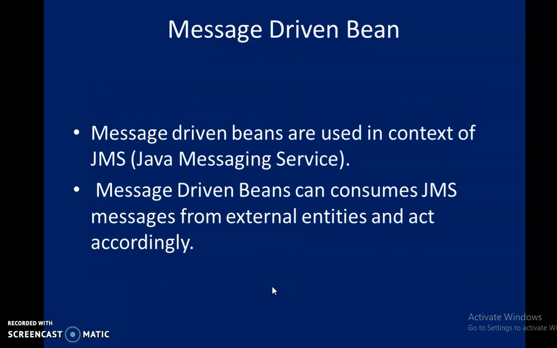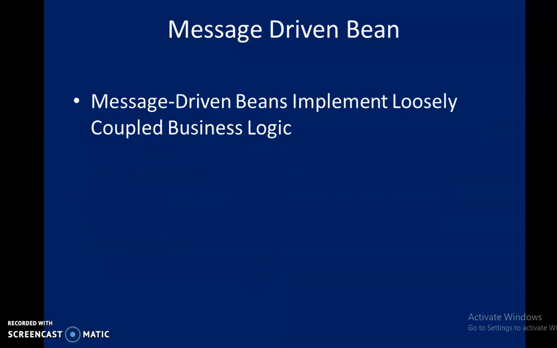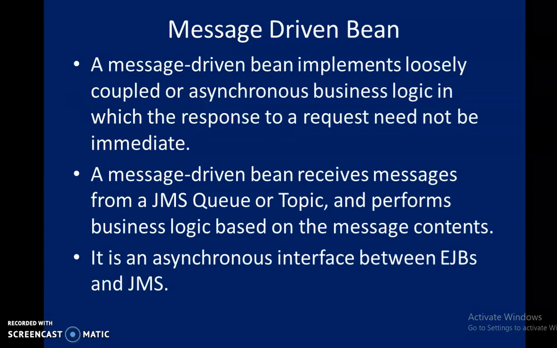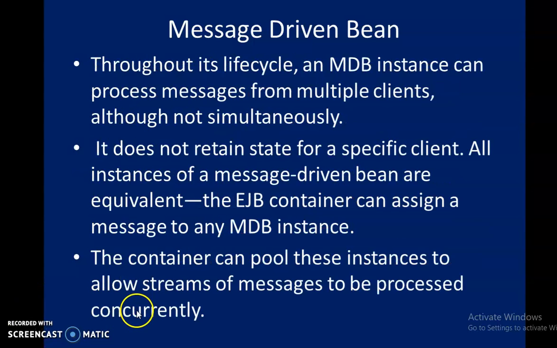Next is the message driven bean, and they are used in the context of Java Message Service. They consume JMS messages from external entities and act accordingly. They implement loosely coupled business logic. A message driven bean implements loosely coupled or asynchronous business logic, in which the response to a request may not be immediate. Here, the response will be given, but it won't be immediate. It receives messages from the JMS message queue and performs business logic based on the message content. It is an asynchronous interface between EJB and JMS.